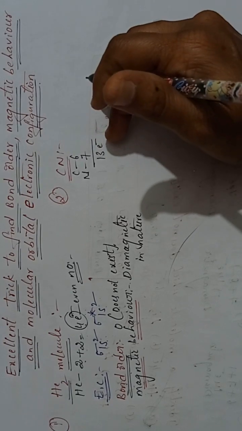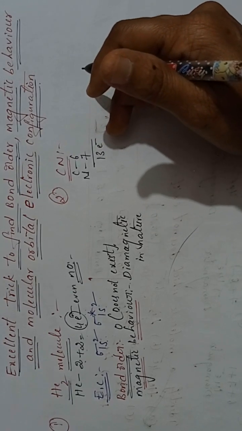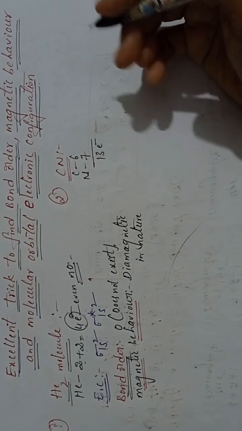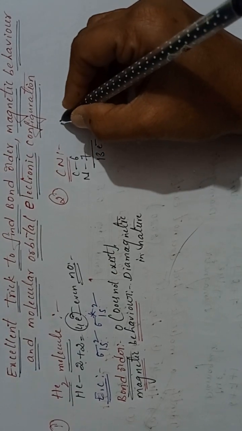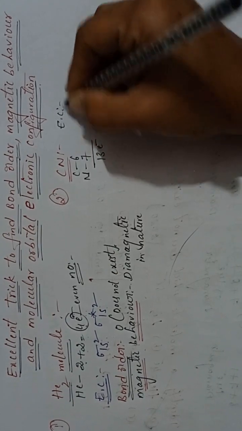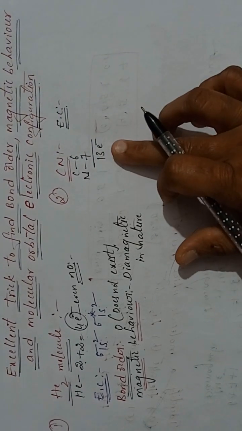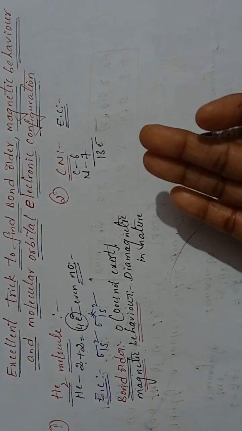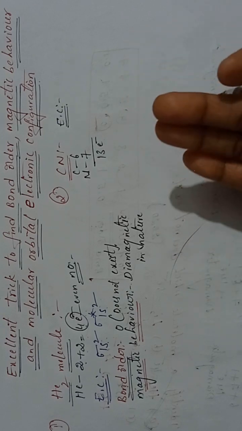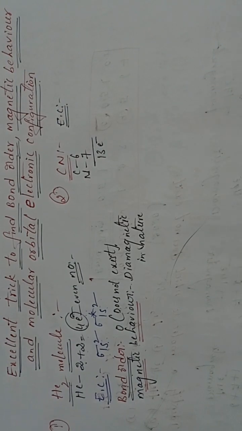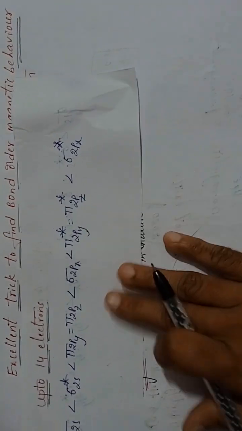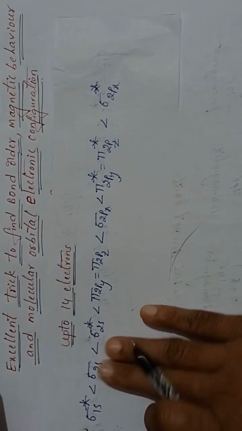So total 13 electrons. Now how to write the electronic configuration? First I am going to write the electronic configuration, students. For 13 electrons, which is up to 14 electrons, you have to follow the energy increasing order. So for 13 electrons, see here, this is the energy increasing order.